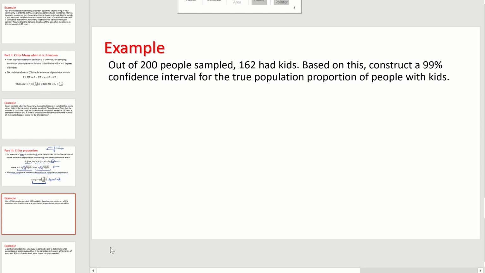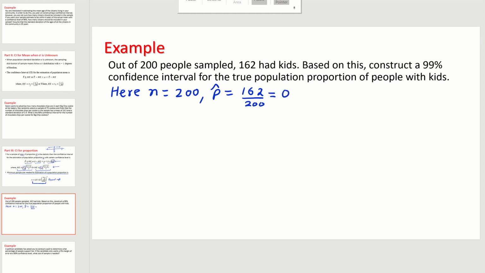So what we are going to do first is write down this information. Our sample size is n equal to 200. The proportion of people who had kids is 162 out of 200, which is same as 0.81. And we are looking at 99% confidence level. So for 99% confidence level, we can find z sub c using calculator.